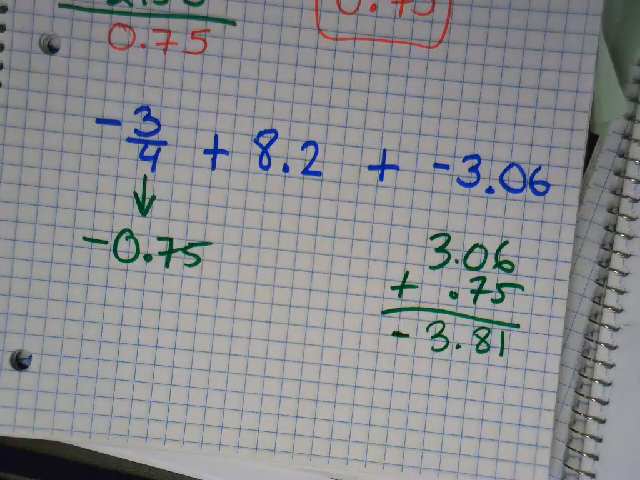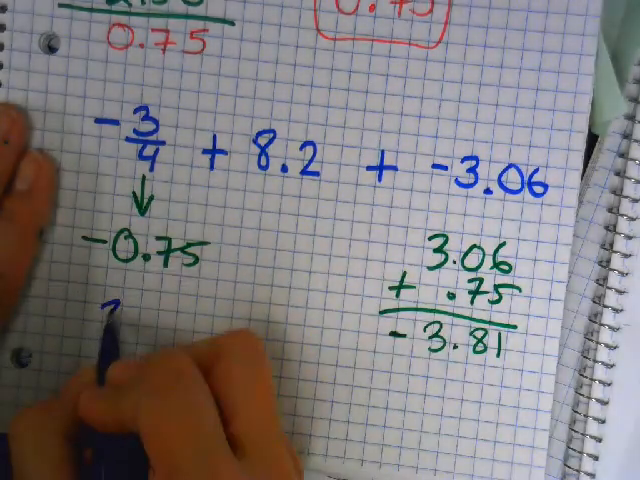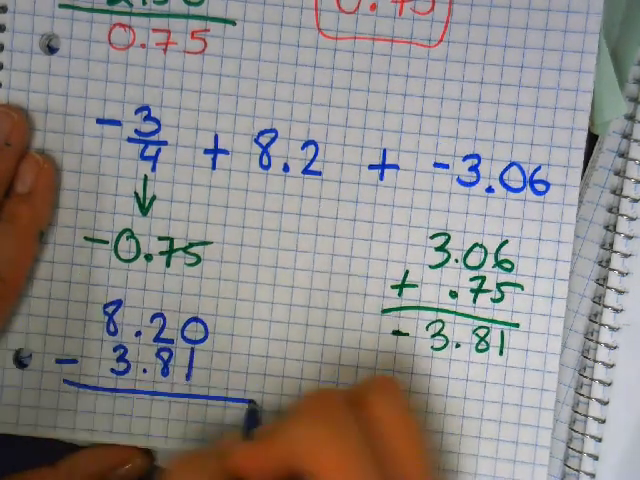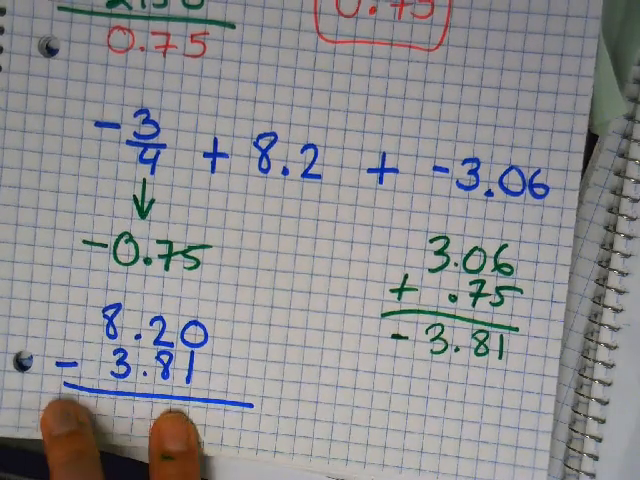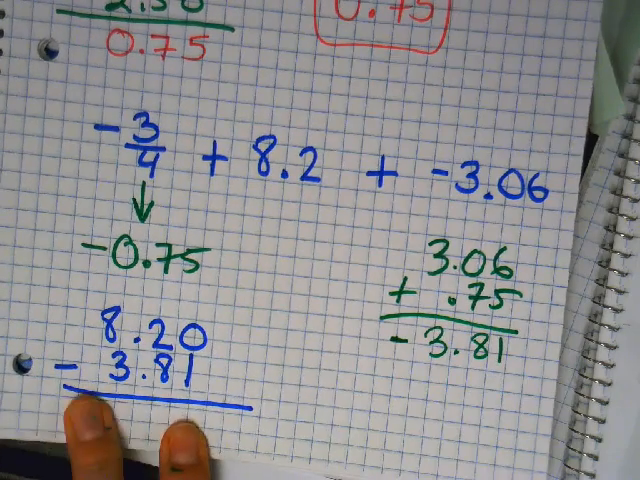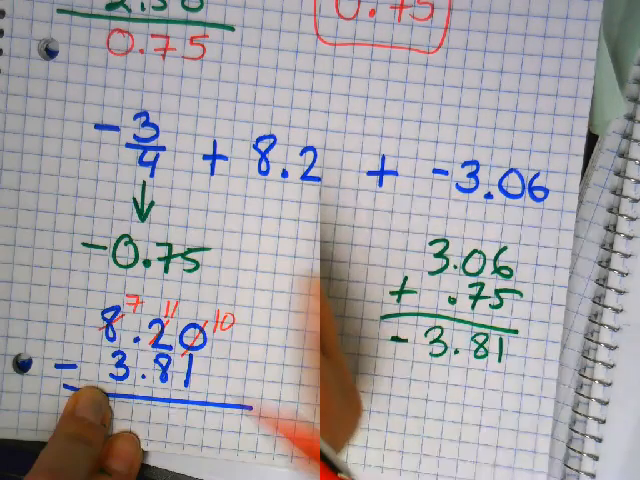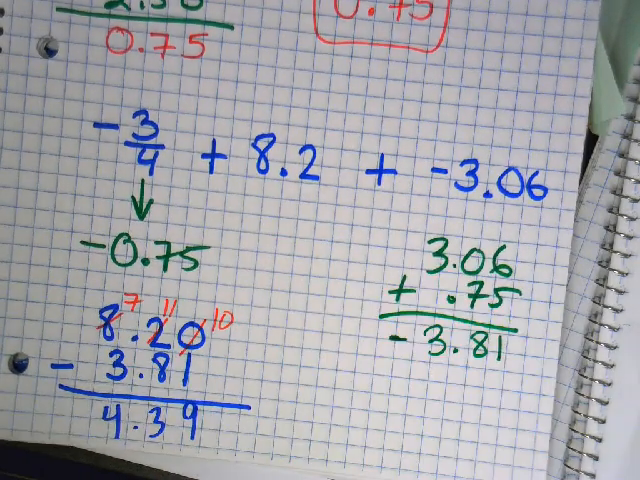What do I do? You put the 8.2 on top and 3.81 on the bottom and then subtract. We're going to subtract. You put the 8 on the top and the 3 on the bottom because 8 has more. So 8.20 minus 3.81. Do that if you haven't done so. And this is officially 7th grade math. I got 4.39. Positive or negative? Positive.